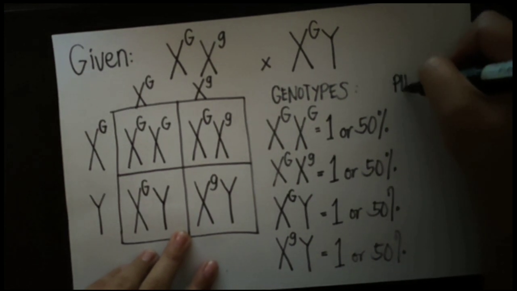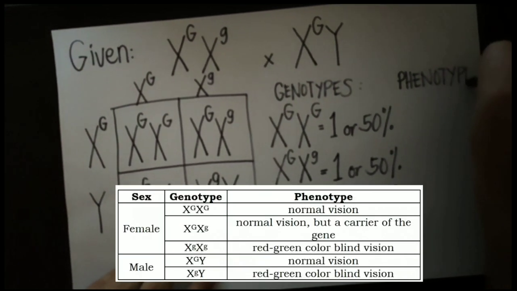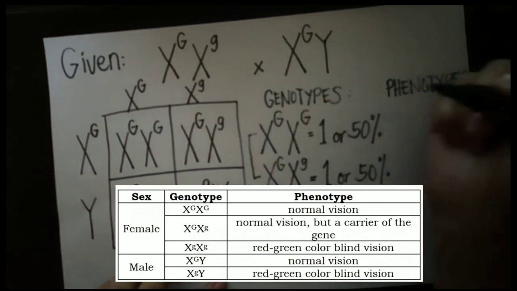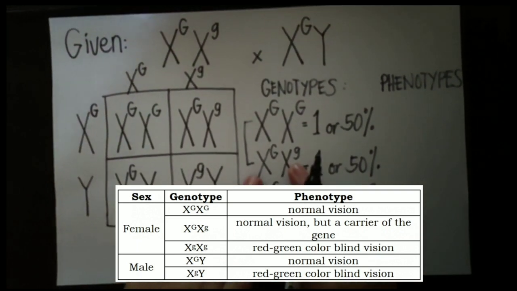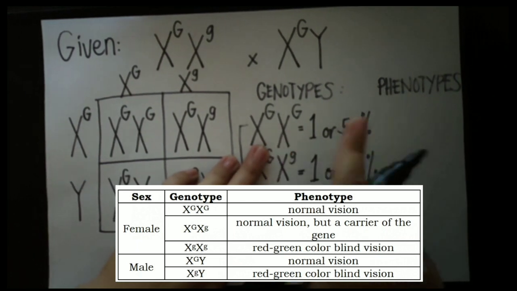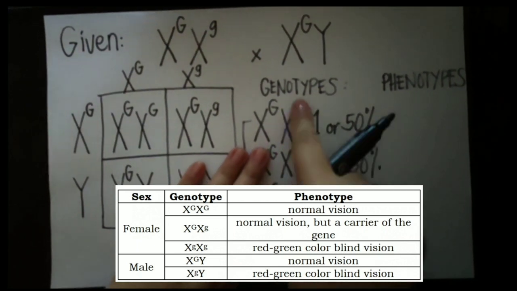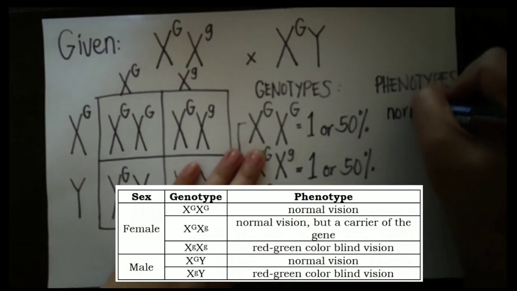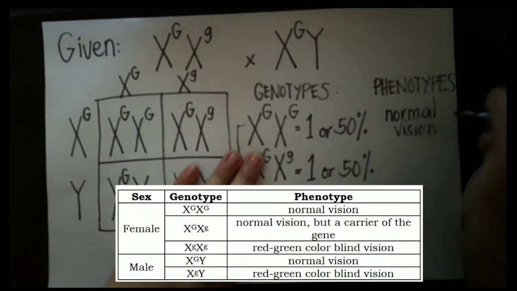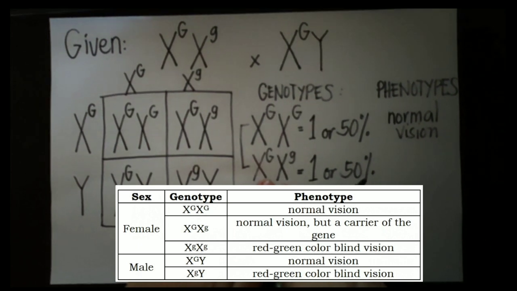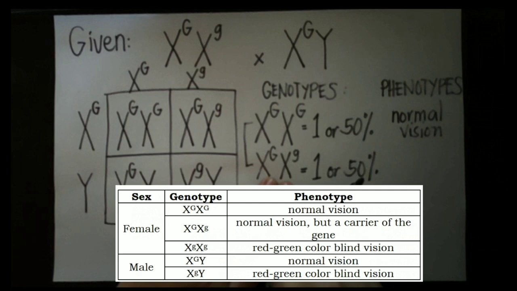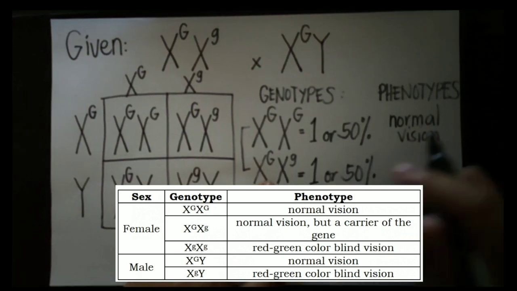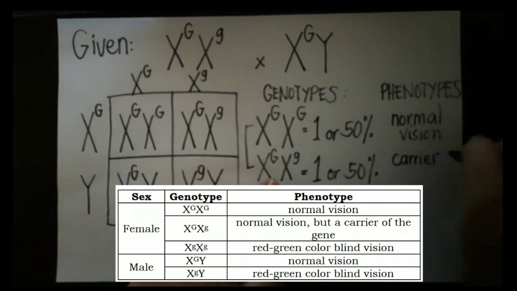Now, let's answer the phenotype. We are going to identify now the physical traits of our possible offspring. Let's start with the female group. These are the female group, and these are the male group. For the female offspring, so 50-50. This genotype, you can see on the screen, what particular trait if this is the genotype. So this is for the normal vision female. So the phenotype of this one is normal vision. Okay, next, for the second one, we have here this genotype on the screen again. This is for a normal female but carrier of the gene. So the phenotype of this genotype is carrier of the gene.